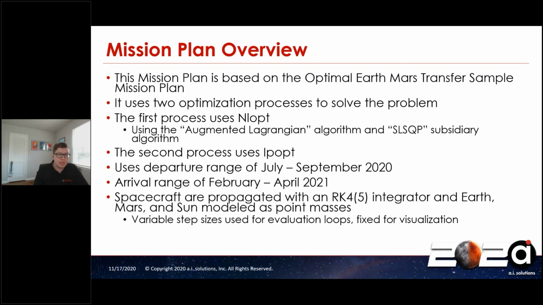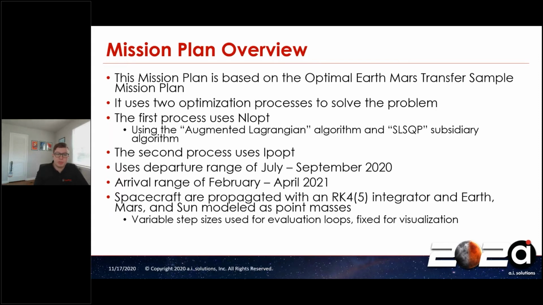Some other details, we're using a departure range of July to September 2020. We know ideally our minimum delta V should be around that point, and then our arrival range is from February to April of 2021. And once again, we know our minimum delta V should be roughly in that range.